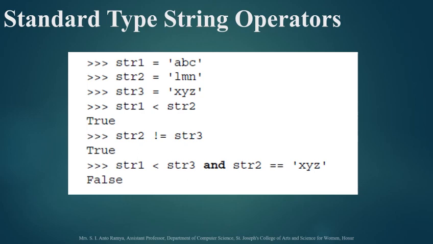The next one, if you see string 1 less than string 3 and string 2 equal to XYZ. So string 1 is less than string 3, it is true, and string 2 is equal to XYZ is false.